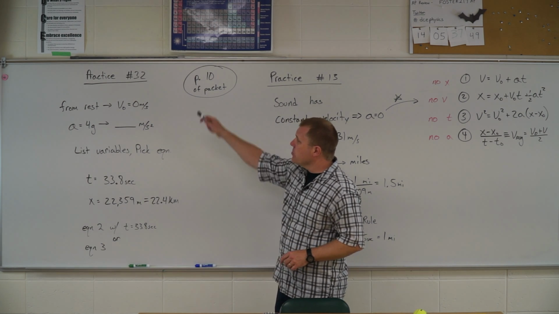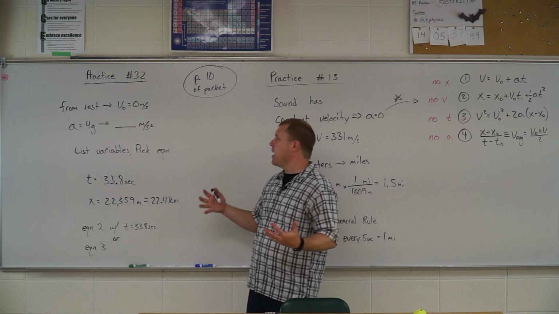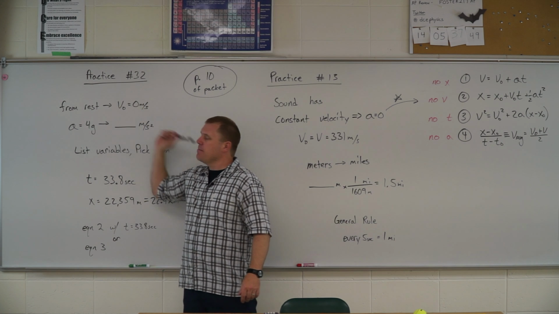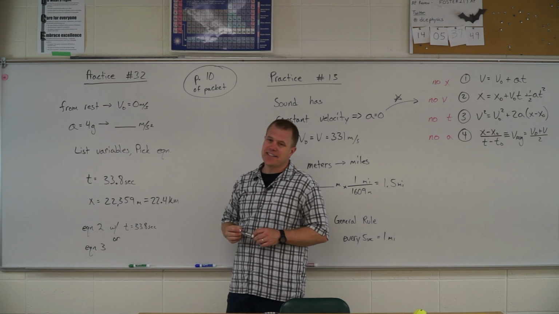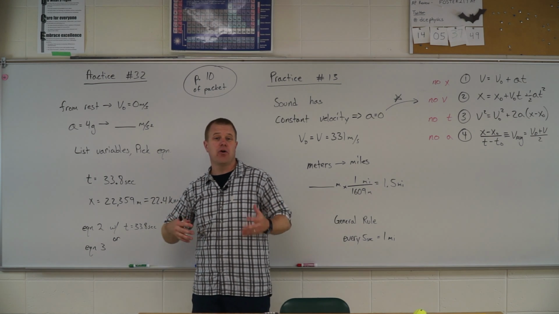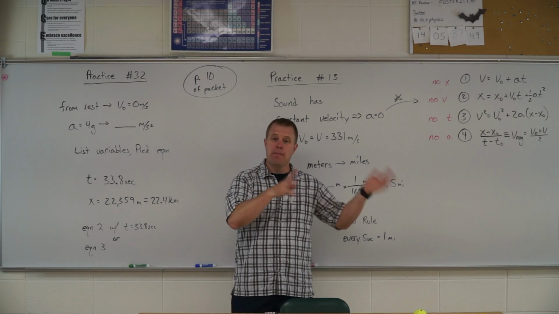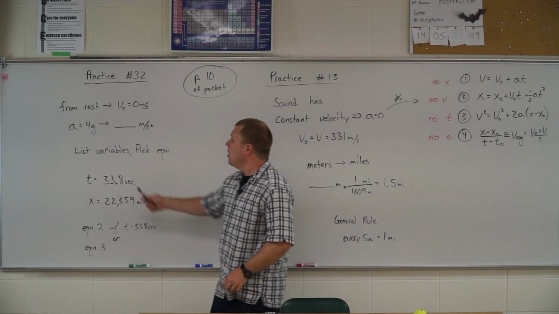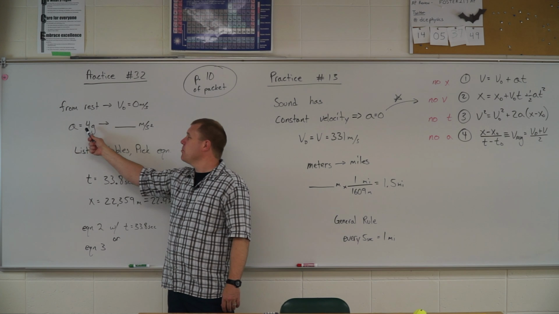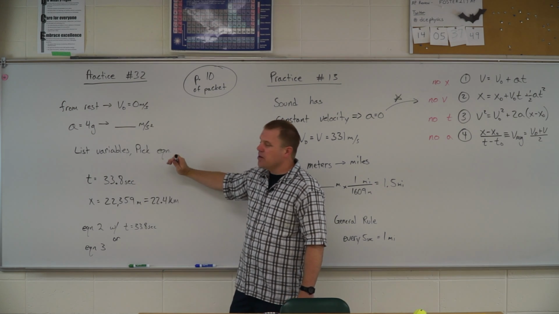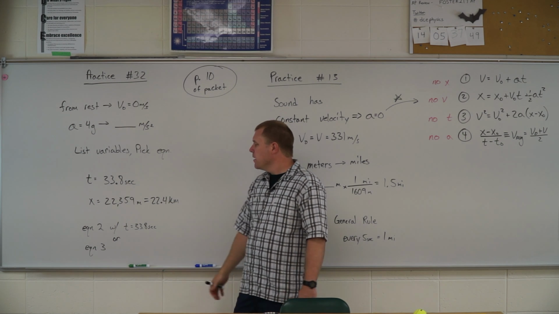So practice number 32, we're talking about this fighter pilot accelerating at 4 Gs from rest. So from rest, we got to make sure we change that to the initial velocity of 0 meters per second. They're going to Mach 4, so again we have to go from Mach 4 to meters per second, so 4 times the speed of sound, which was 331. Also, they gave the acceleration in Gs, so we have to convert it to meters per second squared. List those variables, pick an equation.